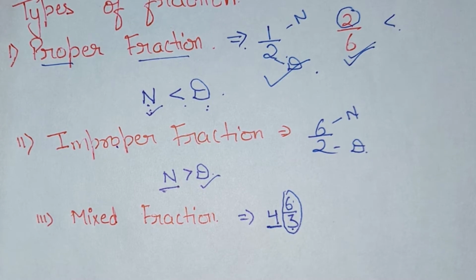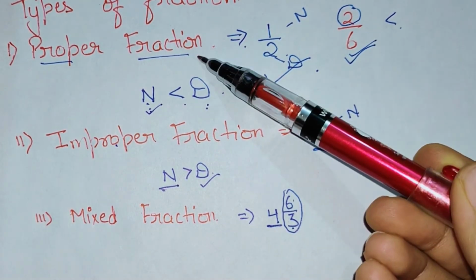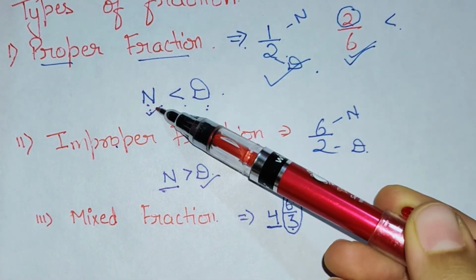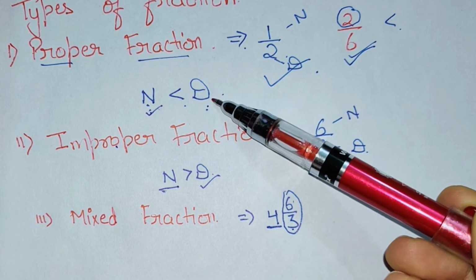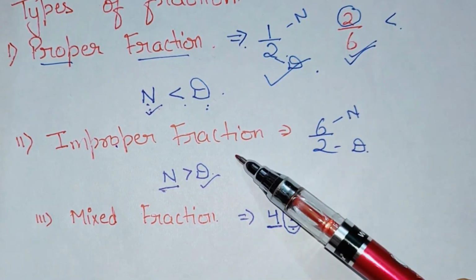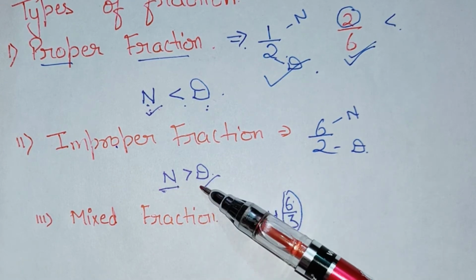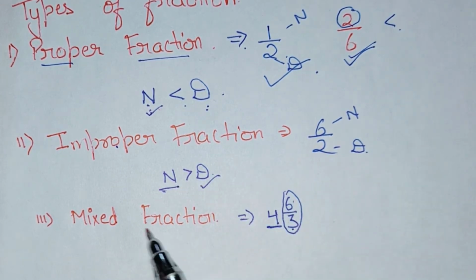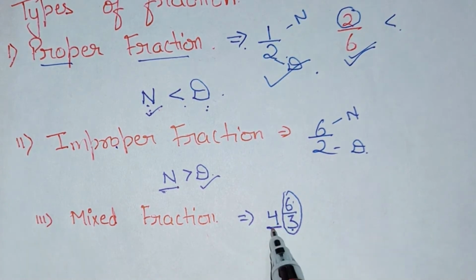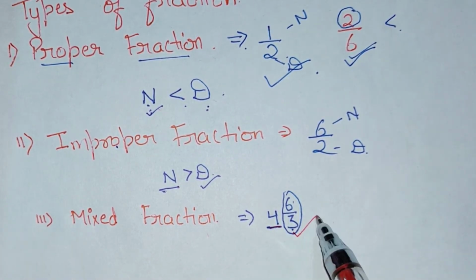Now I think all the types of fraction are clear. Let us revise them once. First is proper fraction. In proper fraction, numerator is smaller than denominator. Second is improper fraction. In improper fraction, numerator is greater than denominator. And the third one is mixed fraction. In mixed fraction, we have one whole part and the second one is a fraction.